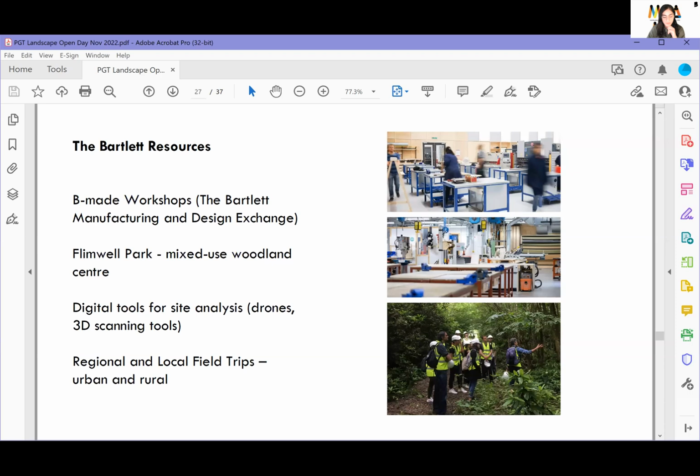There's Flimwell Park, which is a mixed use woodland center, not far from London. Lots of the studios have been undertaking work there, whether that's setting up installations or taking samples from the woodland. That's also a really good thing for the landscape architecture program to have as a resource. And then various digital tools for site analysis. And also we have our field trips, which are both in urban and rural locations.